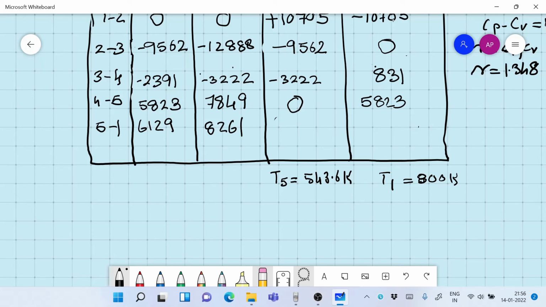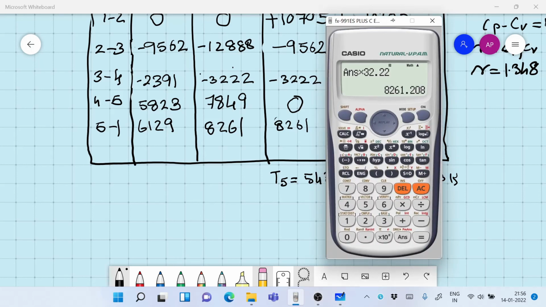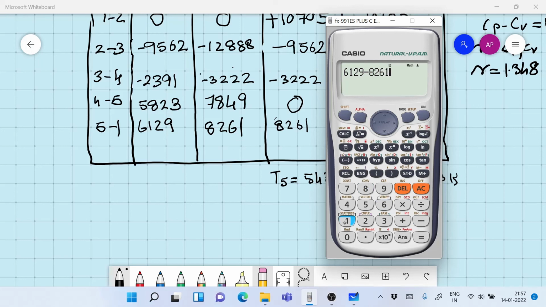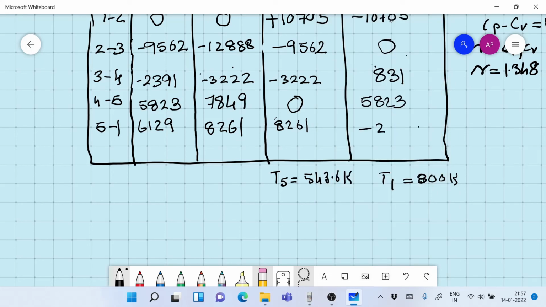We have done the calculation as done before. Since it's a constant pressure process, the heat is equal to 8,261 and the work naturally is going to be the difference in the internal energy minus the enthalpy. So let's calculate it out. 6,129 minus 8,261. Now this is equal to minus 2,132.